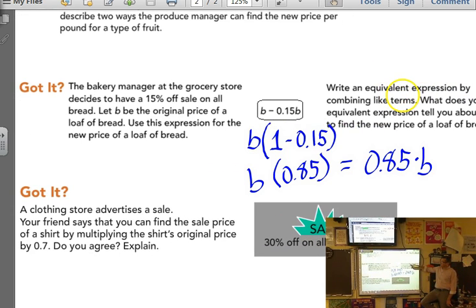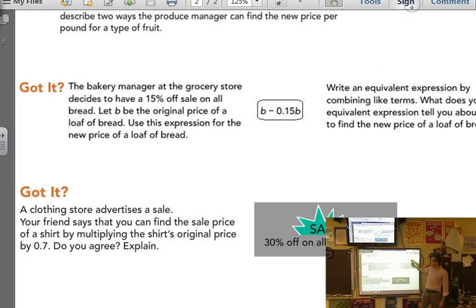And if we knew the price of the bread, we could then find out the new price of the bread by just plugging in. But we don't, and that's why we use a variable. And finally, do you agree with a friend who says that when they see this sign, they just then multiply by 0.7? Sean, what do you think?